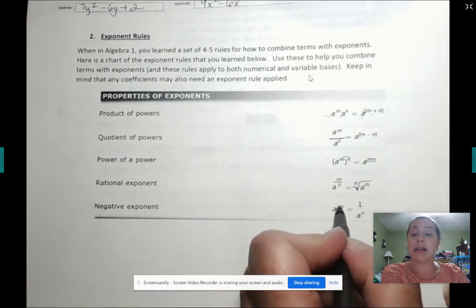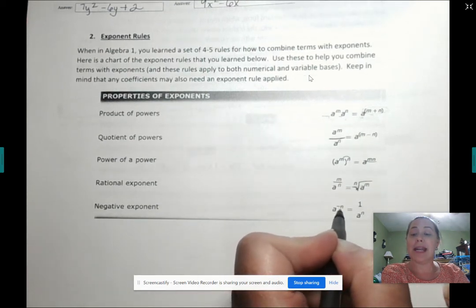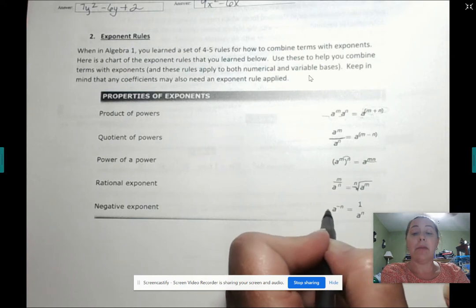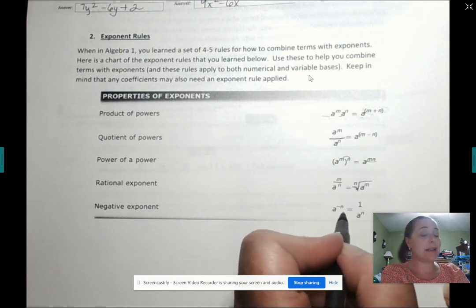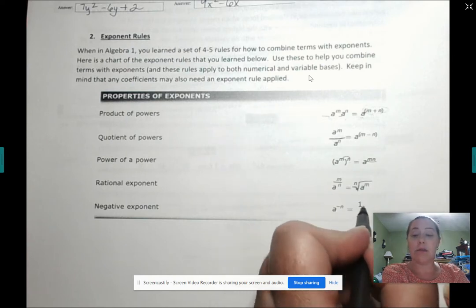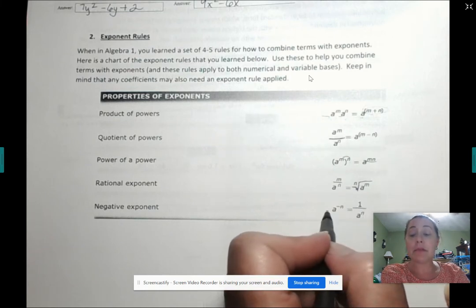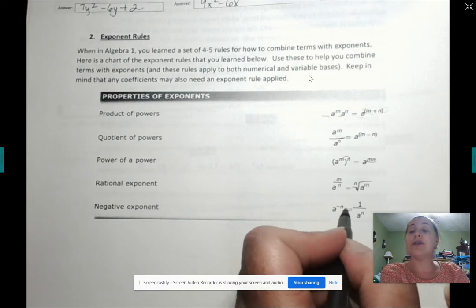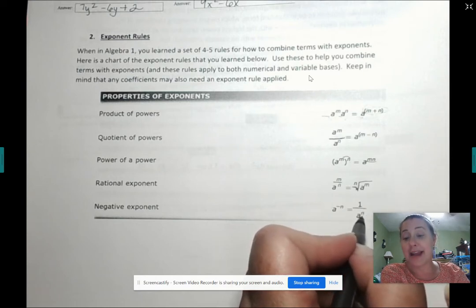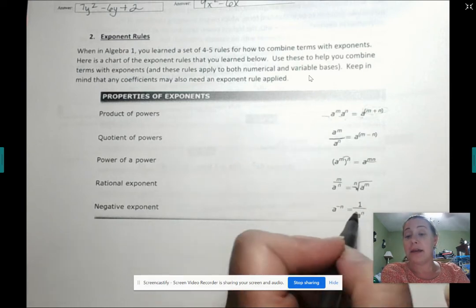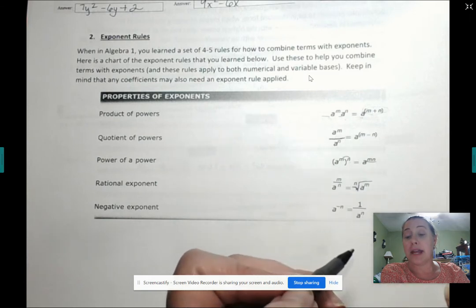And then one last thing, you're never allowed to leave a final answer with a negative exponent. The base can be negative, but an exponent cannot stay negative. The way you make it not negative is you move it. So this was not part of a fraction, so I have to make a fraction in order for that negative to come off of the exponent of n.